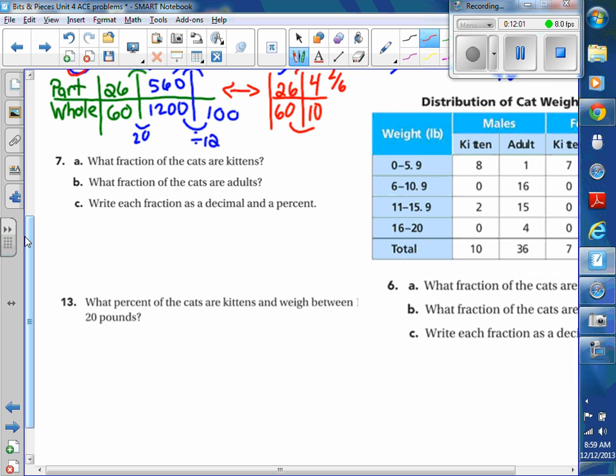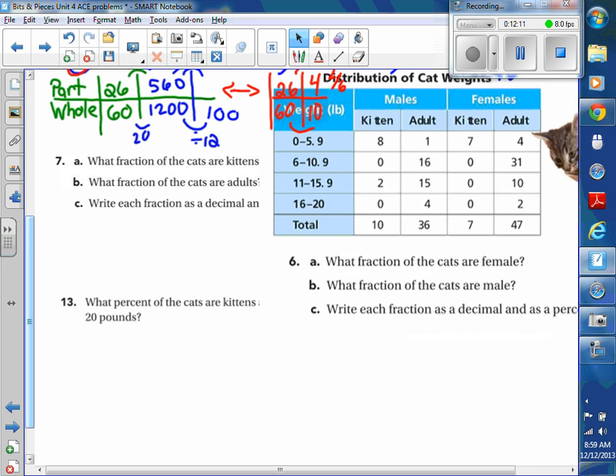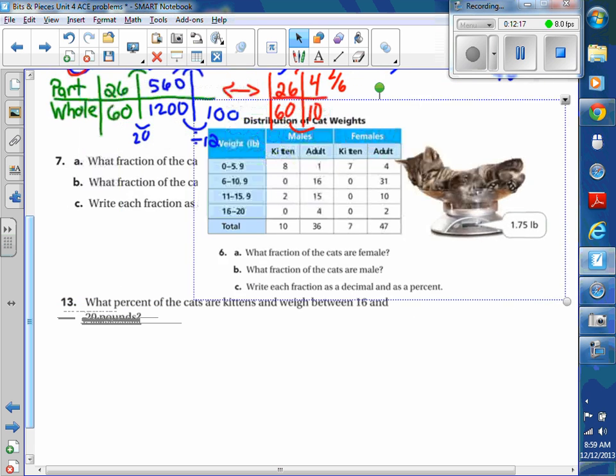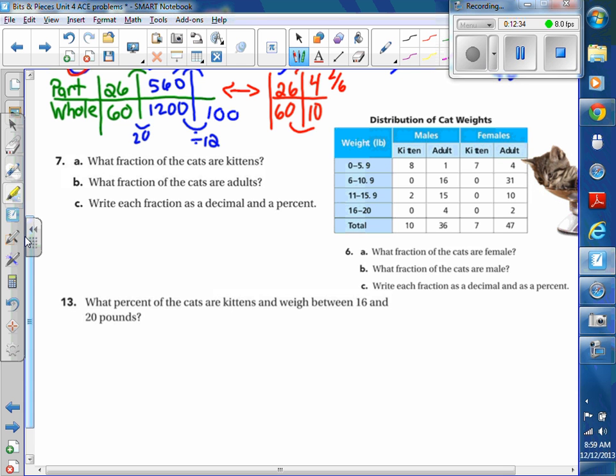Okay, 7. So number 7, what fraction of the cats are kittens? Claire? Let me shrink our little table up. Oh no, wait. It's a scale. It says between 16 and 20, so what you would go by for the 16 and 20 is... Okay, hold on though. We're looking at the totals, right? Remember from yesterday, the totals added up to 100? So we know there's 100 cats altogether, right?